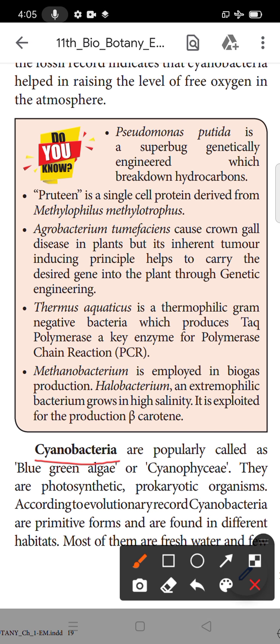Cyanophyceae family. They are photosynthetic. Photosynthetic means they prepare their own food. They are prokaryotic organisms, without a well developed nucleus. According to the evolutionary record, the cyanobacteria are primitive forms and are found in different habitats. So this different type of habitat is present. Most of them are freshwater.